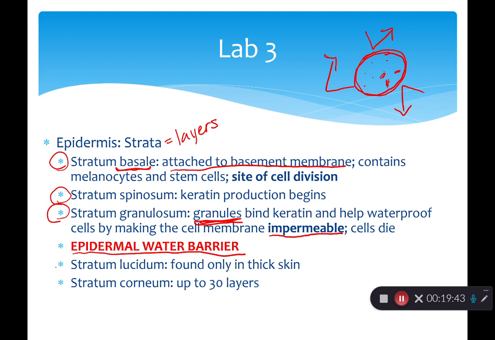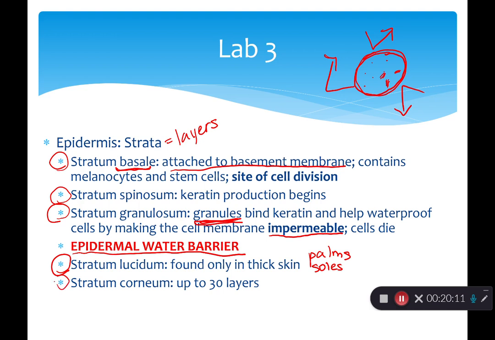And then in thick skin, we have a fourth layer called the stratum lucidum. This is only found in the palms of your hands and soles of your feet. So if you think about the skin over your forearm, for example, it doesn't have a stratum lucidum. So it's not going to be as thick as the palms of your hands or the soles of your feet.